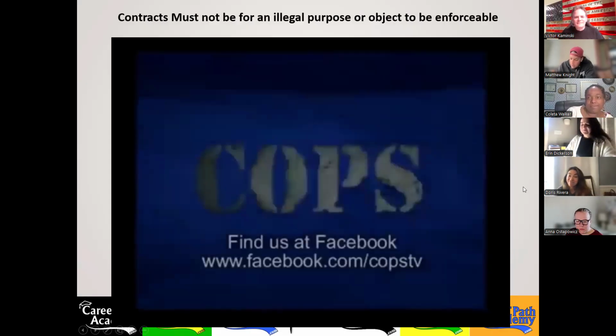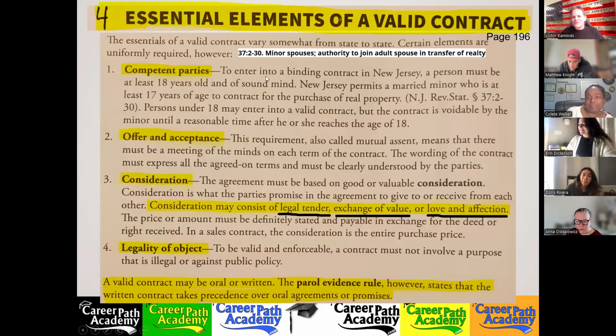That's crazy. All right. Anyway, so the four essential elements of a valid contract, once again: competent parties, offer and acceptance, consideration, and legality of the object or purpose of that contract. And there are three legal forms of consideration. We got legal tender, which is money or a mortgage loan, an exchange of value like bartering, and love and affection, like if you give a gift to your child, a house or something like that, right?